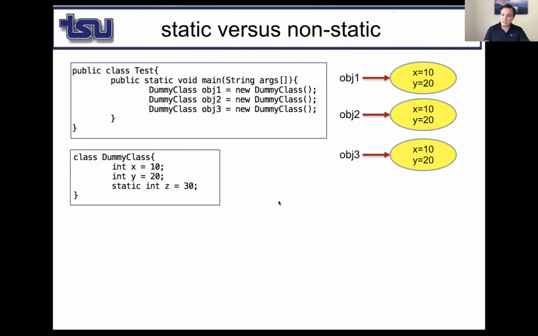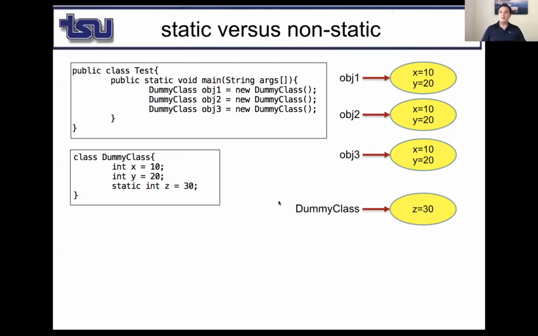However, objects do not have copies of z, as you see here. We have a single copy of z, 30. No matter how many objects I create, I only have a single copy of z. Therefore, I say dummy class has a single copy of z. However, every object has their own copies of x and y.